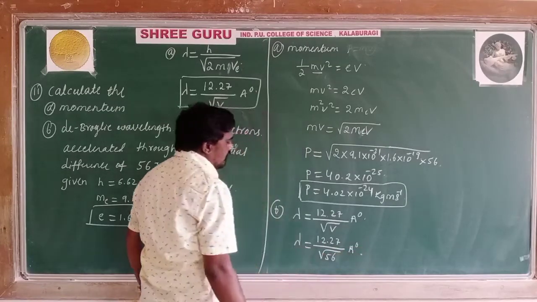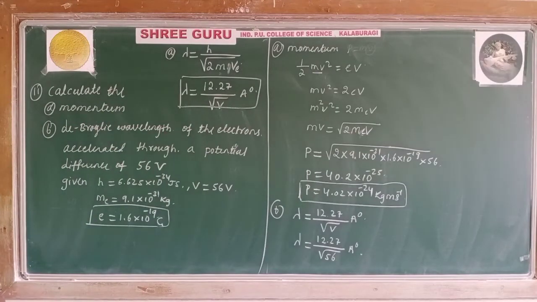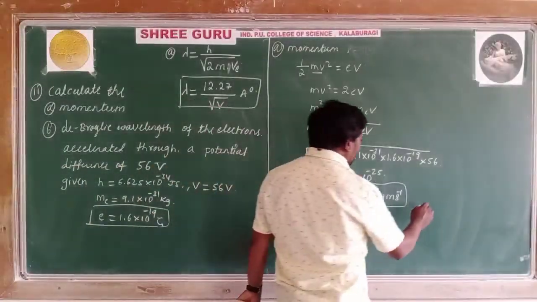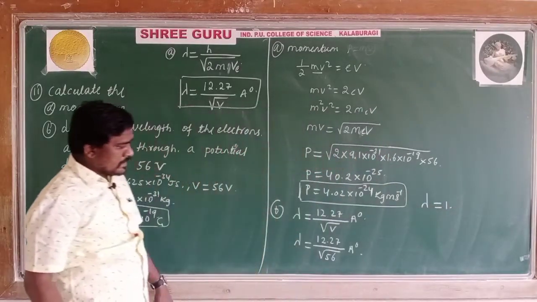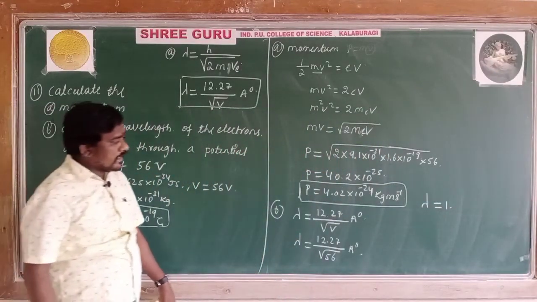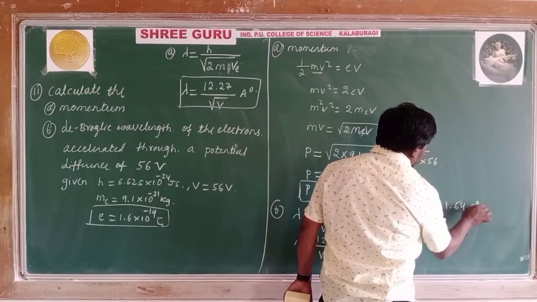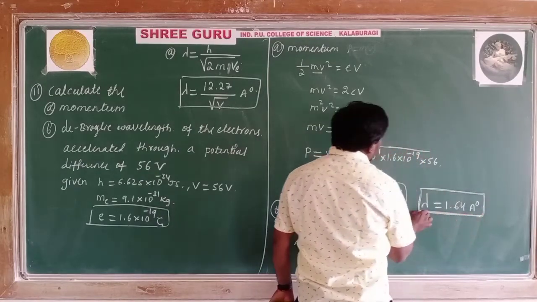angstrom. Now root of 56, around 64, root means that is 8, this is nearly about 7. 12.27 divided by 7 is 7 point something, so lambda is nearly equal to 1.64 angstrom. 1.64 angstrom, this is the final answer. Just calculate yourself and verify the answer.